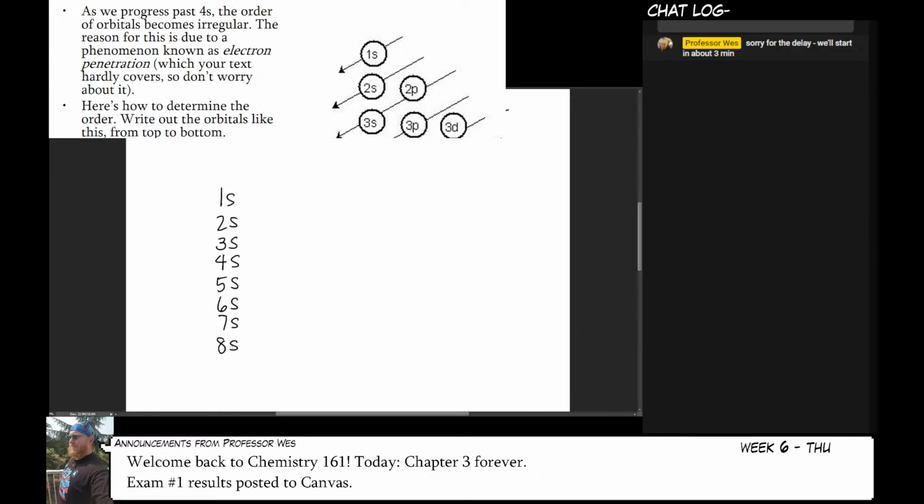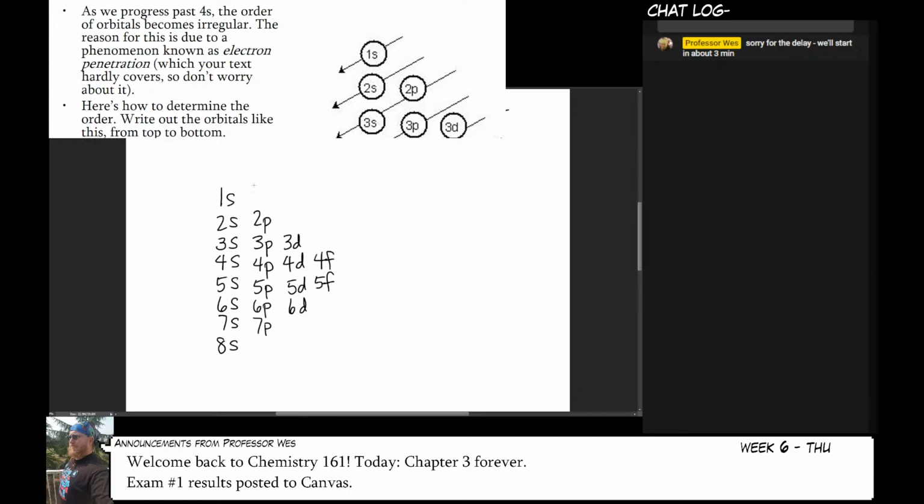There isn't an 8s, but that's okay. And then we'll do that for p. There's no 1p. It's not 2p. And then we'll do d. I messed up with my pen there. That was my fault. And then we'll do f. And that's really good enough because it doesn't go much further than that.